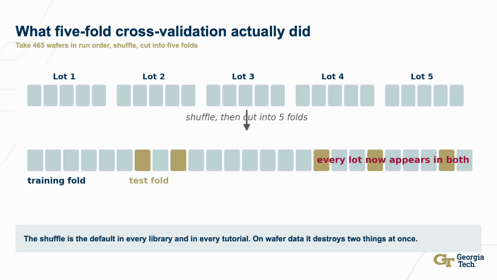This is the default in every library. Shuffle equals true is what every tutorial uses, and for independent and identically distributed data it is exactly right. It removes any accidental ordering in how the data was collected. Wafer data is neither independent nor unordered. So the shuffle destroys 2 things at once and we will take them one at a time.